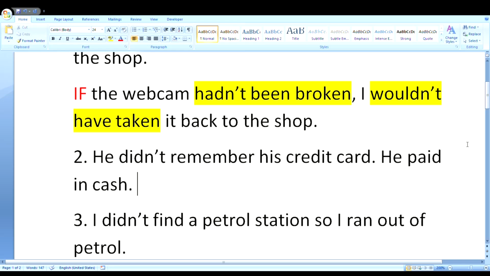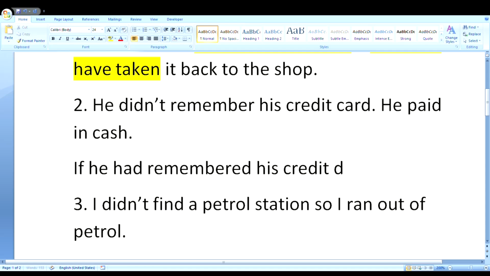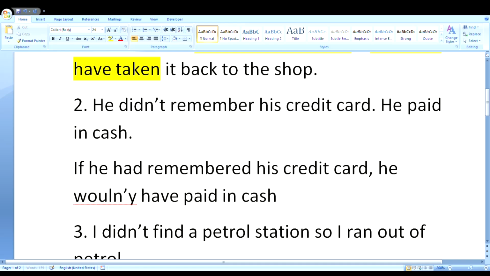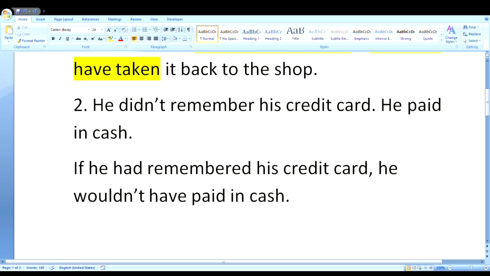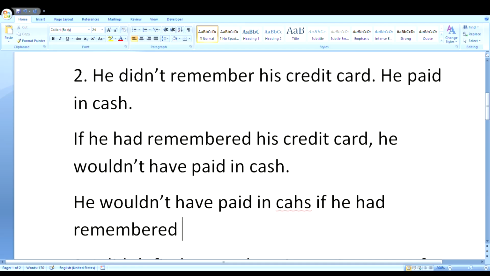He didn't remember his credit card, so he paid in cash. However, what would have happened if he had remembered to take his credit card with him? So, if he had remembered his credit card, he wouldn't have paid in cash. He wouldn't have paid in cash if he... The "d" is missing. These two clauses can switch places, meaning you can start a sentence with "he wouldn't have paid in cash if he had remembered his credit card."